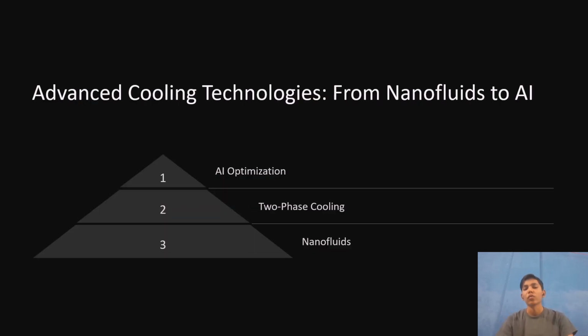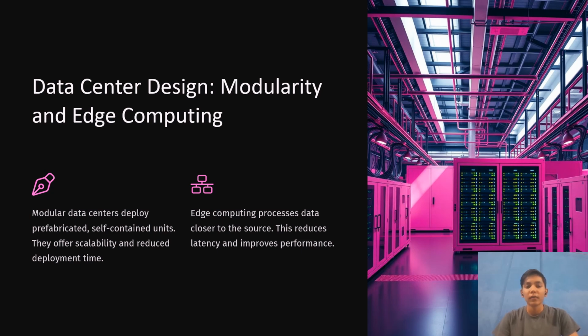Next is advanced cooling technologies, from nanofluids to AI. First is AI optimization, second is two-phase cooling, and last is nanofluids. These three are advanced cooling technologies. Next is data center design, modularity and edge computing. Modular data centers deploy prefabricated, self-contained units. They offer scalability and reduce deployment time. Next is edge computing, which processes data closer to the source. This reduces latency and improves performance.